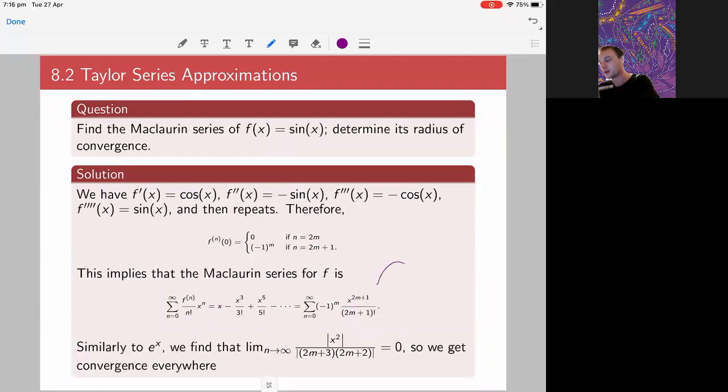But if you look at the m plus 1 divided by m term, what you'll end up with is exactly this expression here. And it turns out that this limit, once again, I made a typo, this should be limit as m approaches infinity, not n. The limit of this expression as m goes to infinity is 0 no matter what x is. And so that means we get convergence everywhere. And we also find that the radius of convergence is infinity.